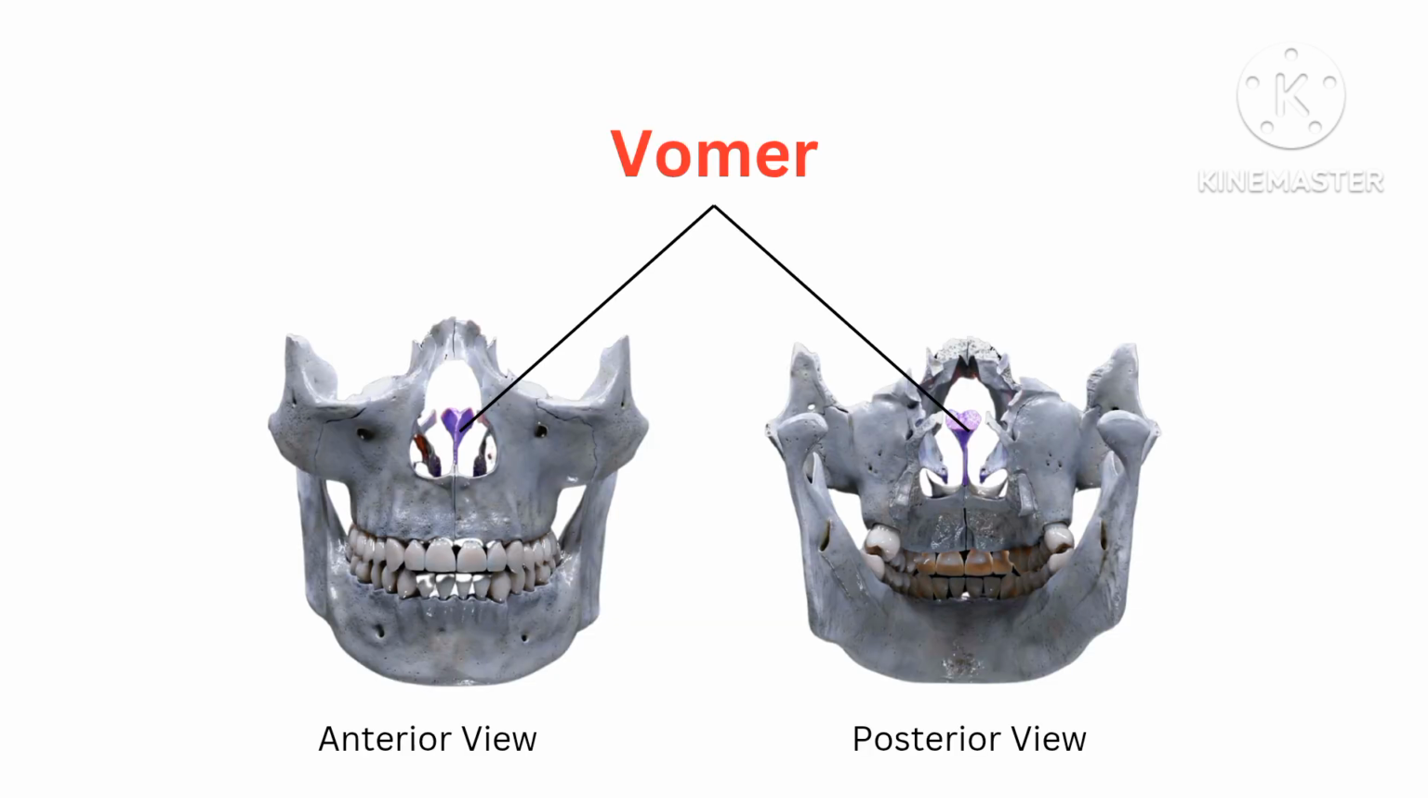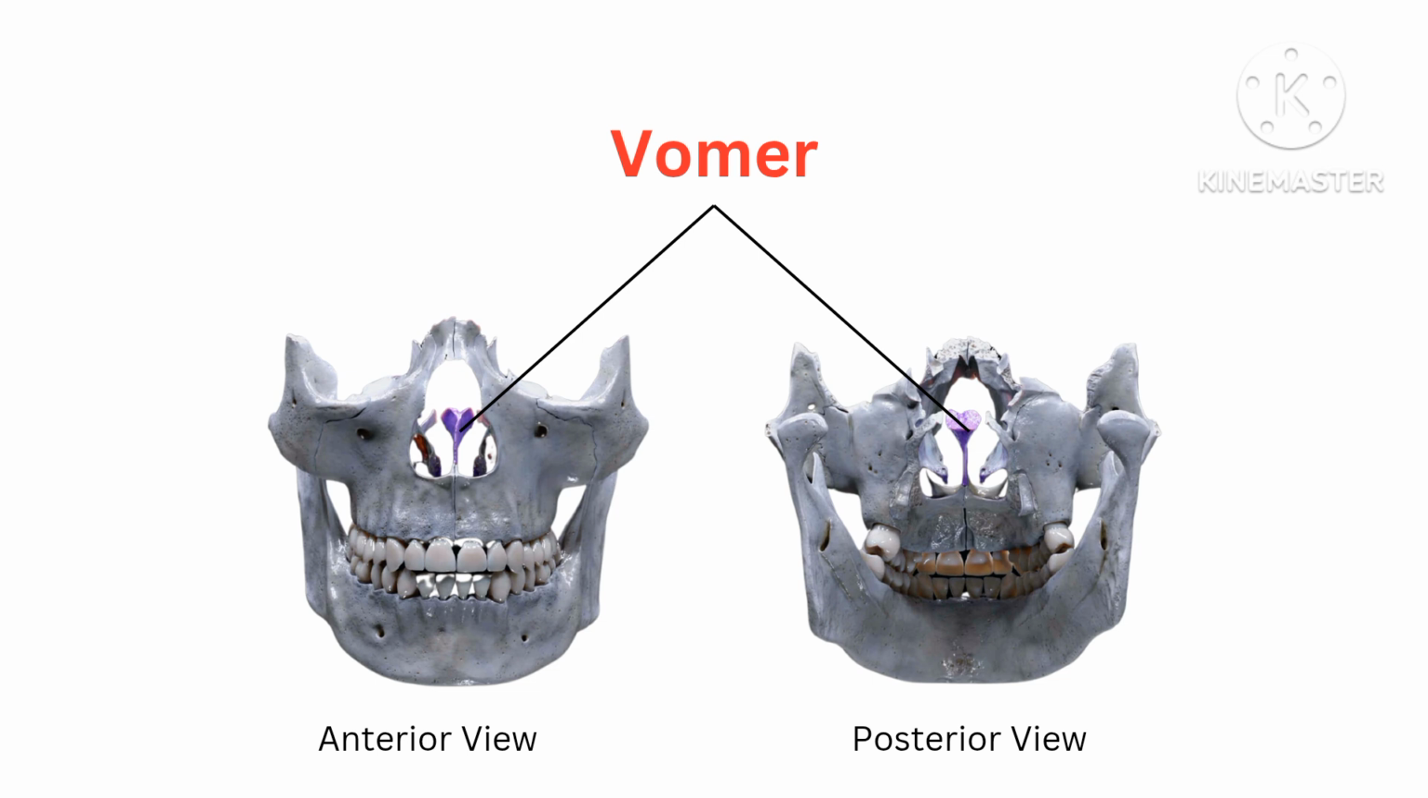Now I am going to discuss vomer bone anatomy. The vomer bone is an unpaired midline bone of the skull. Along with the perpendicular plate of the ethmoid bone, the vomer forms the bony nasal septum. It helps divide the nasal cavity into right and left halves and plays a crucial role in nasal structure and airflow regulation.